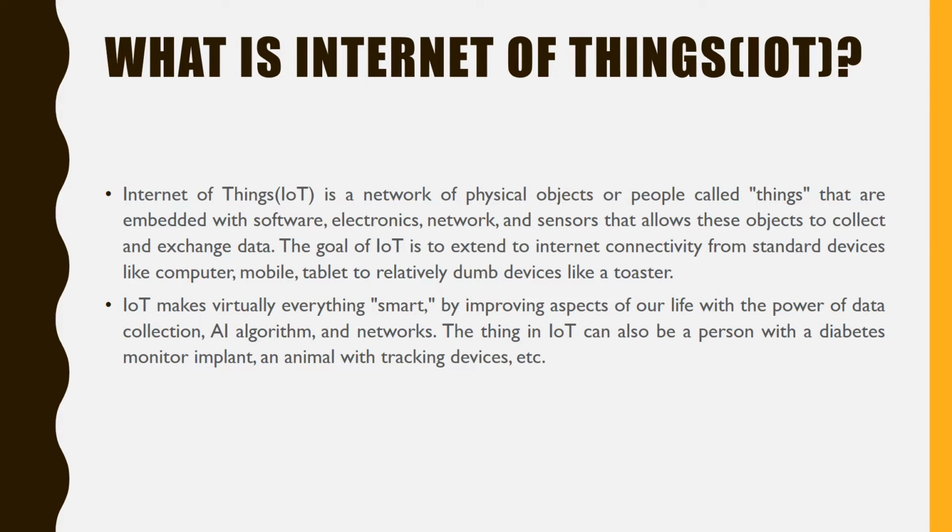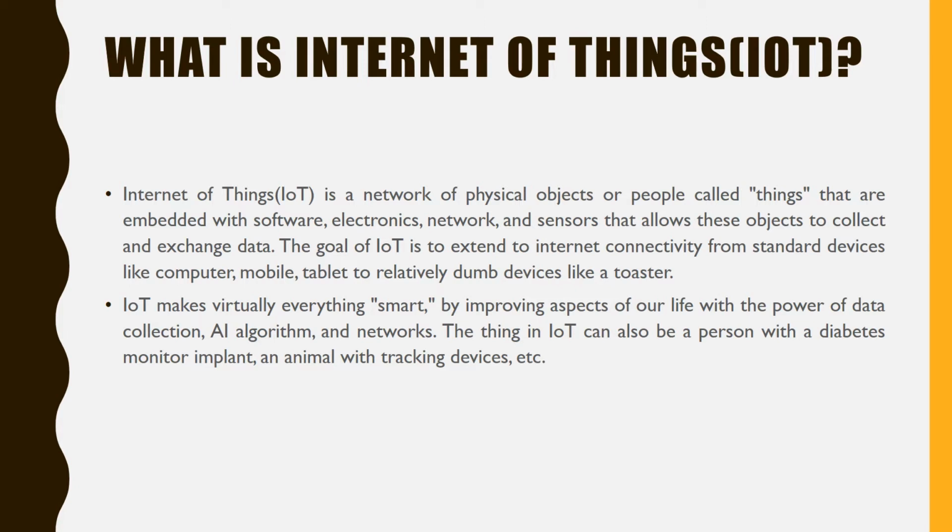So Internet of Things is a network of physical objects or people called things that are embedded with software, electronic network, and sensors that allow these objects to collect and exchange data. So we are able to share or exchange information with these types of devices. The goal of IoT is to extend internet connectivity from standard devices like computers, mobiles, and tablets to relatively dumb devices like a toaster. So, as I have mentioned, these devices can use the technology of internet to operate, like our conventional devices such as computers, mobile phones, tablets, and other devices, to some devices which we cannot even imagine can be controlled through the internet.